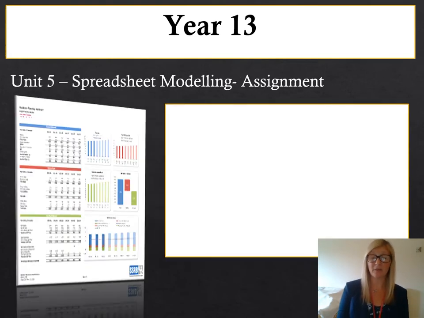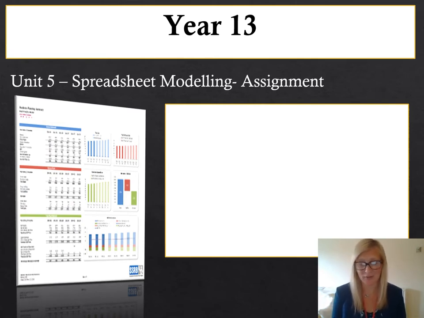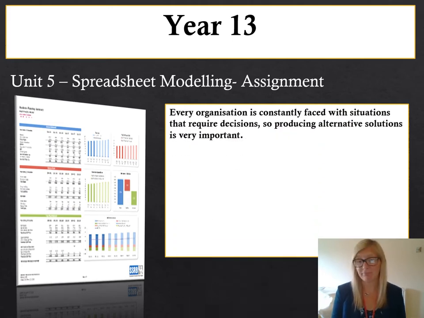Unit 5 is the last unit you'll do within your course, right towards the end of Year 13. This is a coursework unit, again comprising 2 assignments. So every organisation is constantly faced with situations that require decisions, and any good final decisions will be based on evidence looking at alternative solutions. And when they look at these solutions, they will need to know the negatives and the benefits of each solution until they finally come to their overall decision.